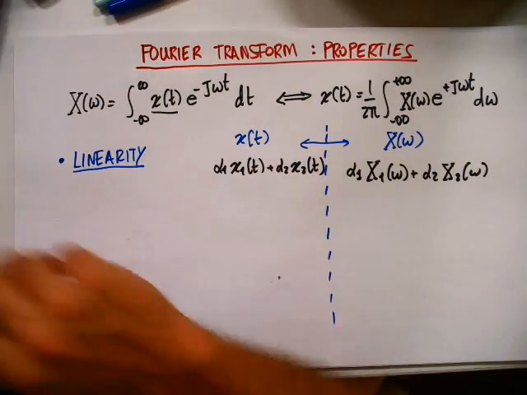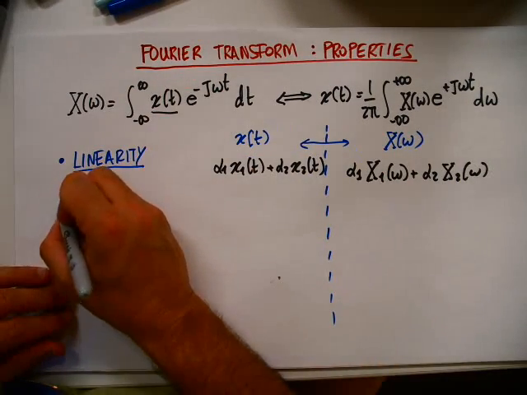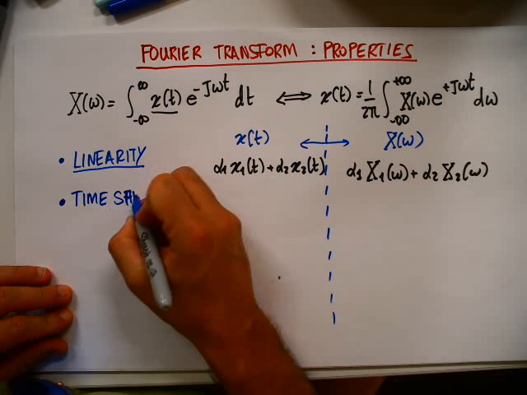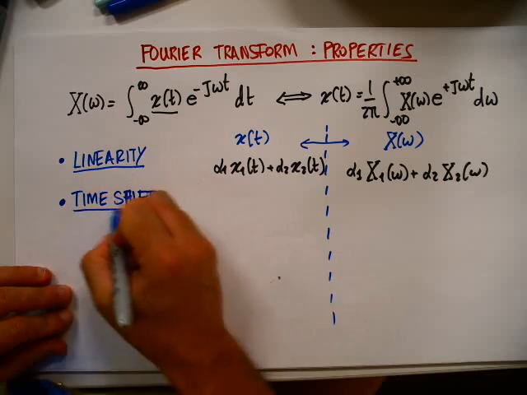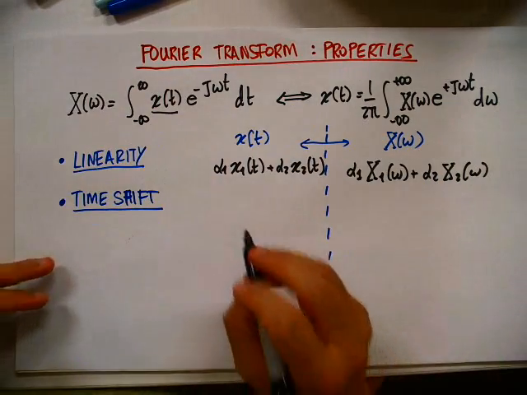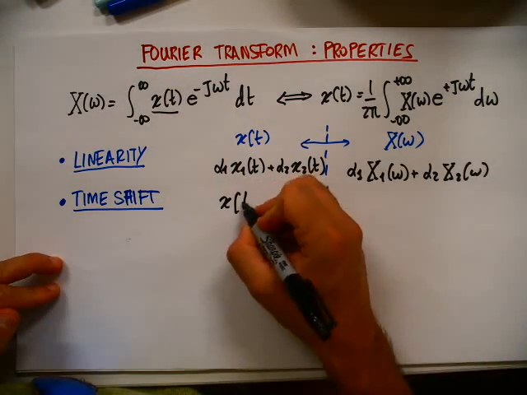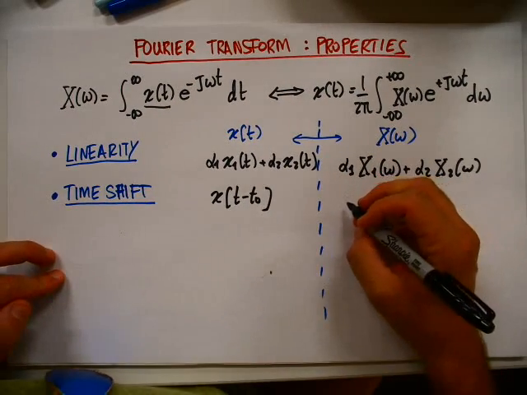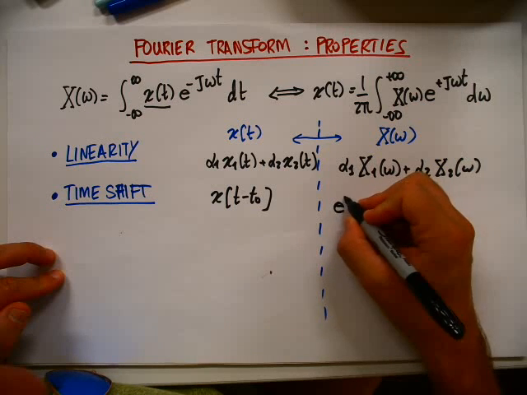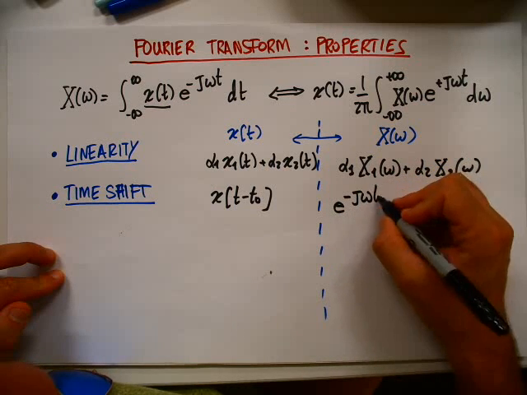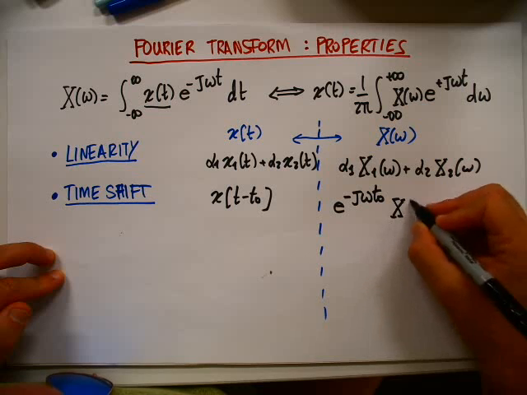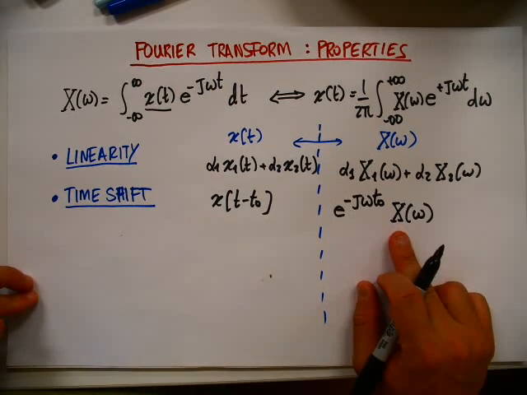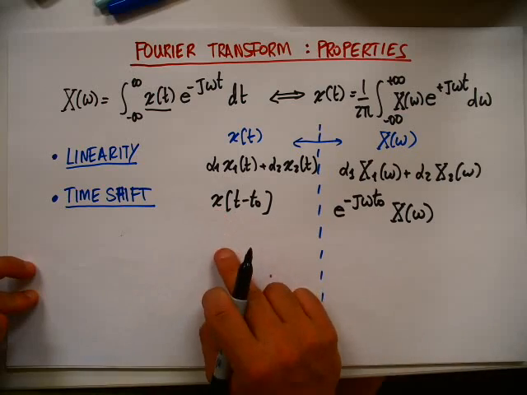Okay? Then we have the time shift. If I consider the shifted signal x of t minus t naught, the corresponding Fourier transform is going to be e to the minus j omega t naught times X of omega, where X of omega is also the Fourier transform of x of t.